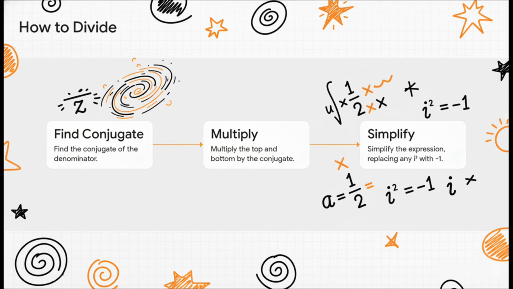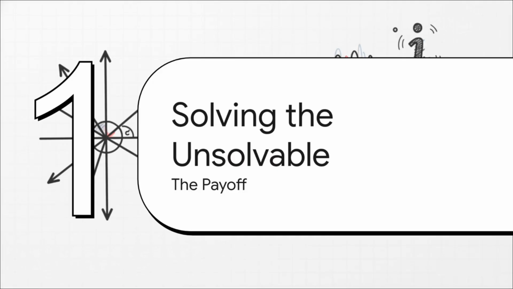See, to get i out of the bottom of a fraction, which makes things messy, you multiply both the top and the bottom by the conjugate of the bottom. It sounds weird, I know, but it magically makes all the i's in the denominator cancel out, leaving you with a nice, clean answer.